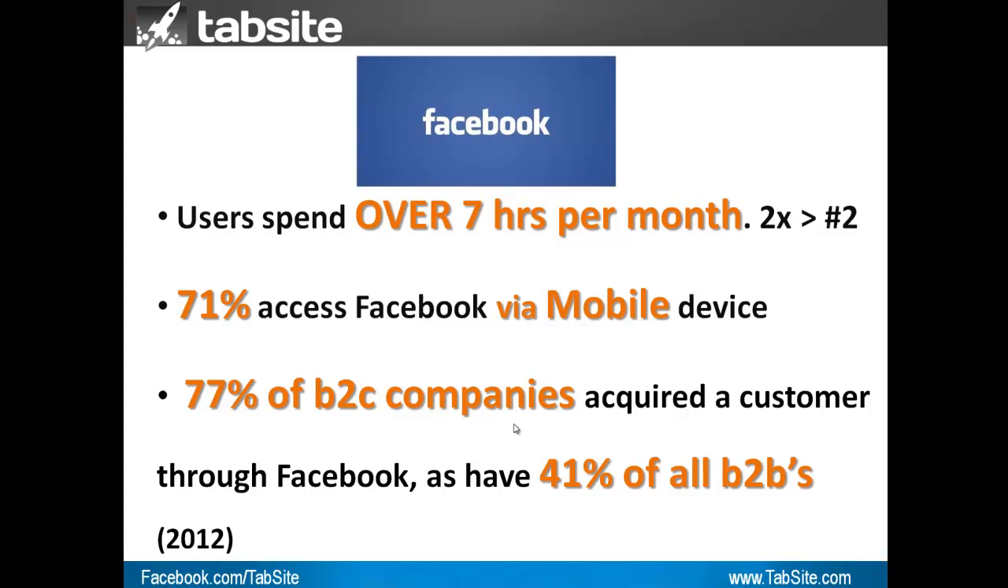The other statistic that came out this summer by Facebook, 71% of all Facebook users are accessing it via a mobile device. So they're taking a look at it on the go. Smartphones are becoming more dominant, which is important that we're making sure we can connect with that mobile audience. Finally, for business, 77% of B2C, business-to-consumer companies, say they've acquired a customer through Facebook, and this is a last year, 2012 statistic, as well as 41% of all B2Bs, business-to-business. And so what we're seeing there is continued growth.